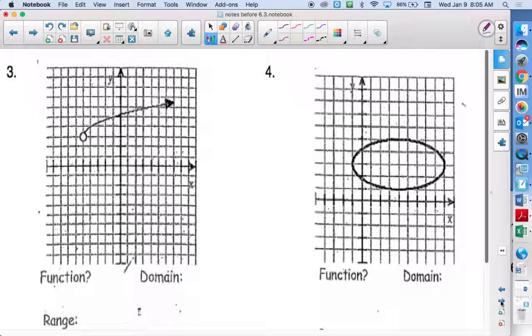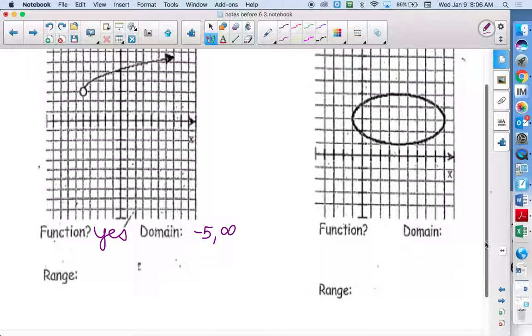Maggie, is number 3 a function? Yes, it is a function. What do you think the domain is? -5 to infinity. And then the last question, what goes around those? Perfect. Why does the -5 get a parenthesis? Excellent. So this is an open circle right here. So therefore it's a parenthesis.